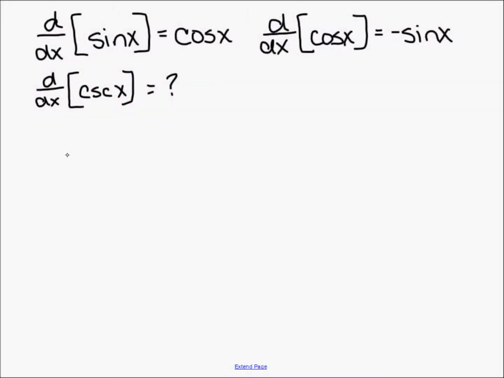I'm going to derive the derivative for cosecant x, knowing that the derivative of sine x is cosine x, and the derivative of cosine x is negative sine x. So first I'm going to start off with y equals cosecant x. I'm going to use my identities and rewrite cosecant x as 1 over sine x.